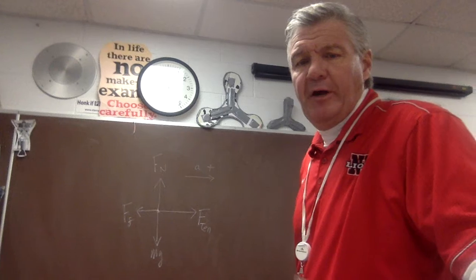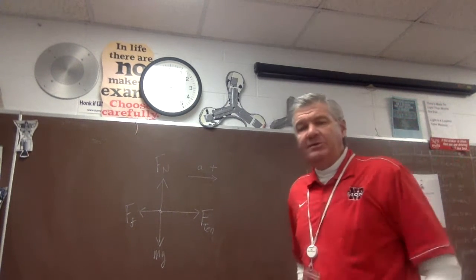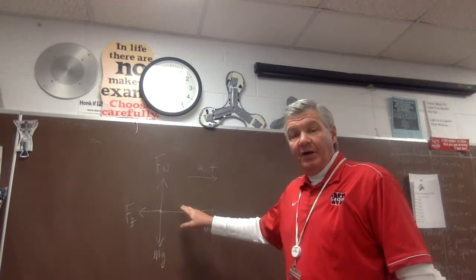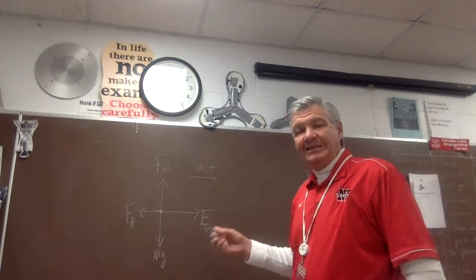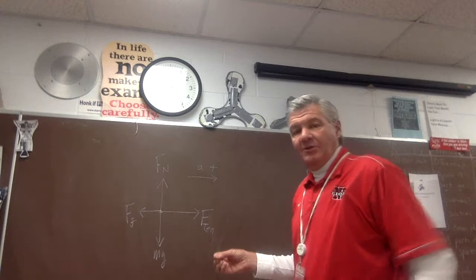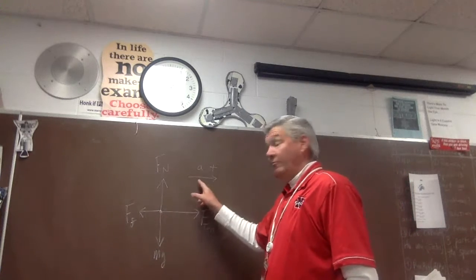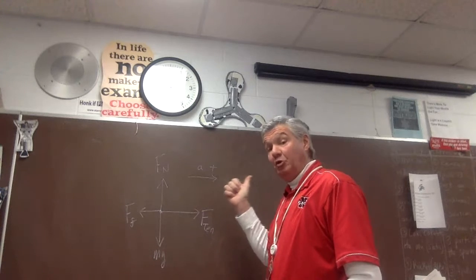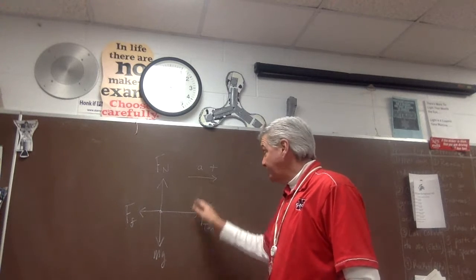Hopefully, you were able to spend a few minutes and sketch out these free body diagrams. This one right here is for the 6 kilogram block. As you can see, remember the acceleration was positive because it's moving to the right across that table.